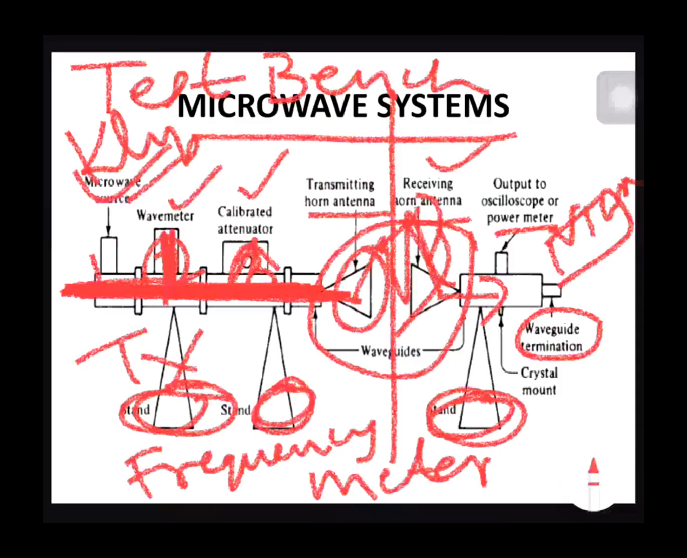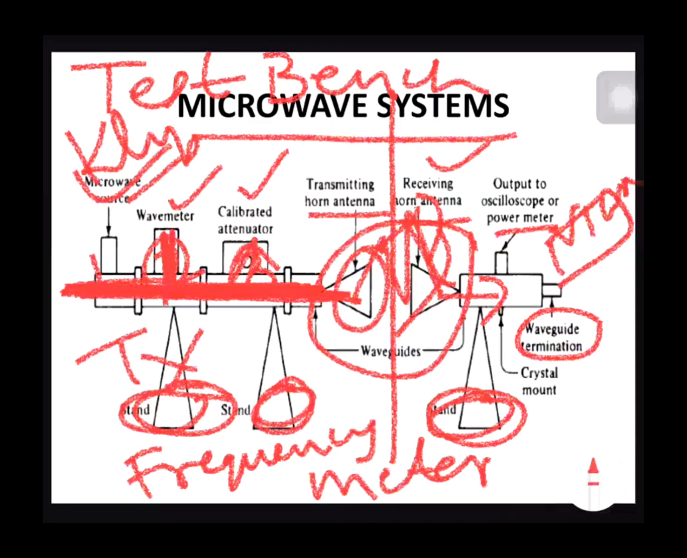So, got it? The microwave system is a system which is used to analyze the various parameters of a microwave signal. Basically, it is a test bench which consists of active and passive devices. Among these, the microwave source is the active device. Other than that, the wave meter, the attenuator and the antennas are passive devices which help in the propagation of the microwave signal in the microwave guide structure.